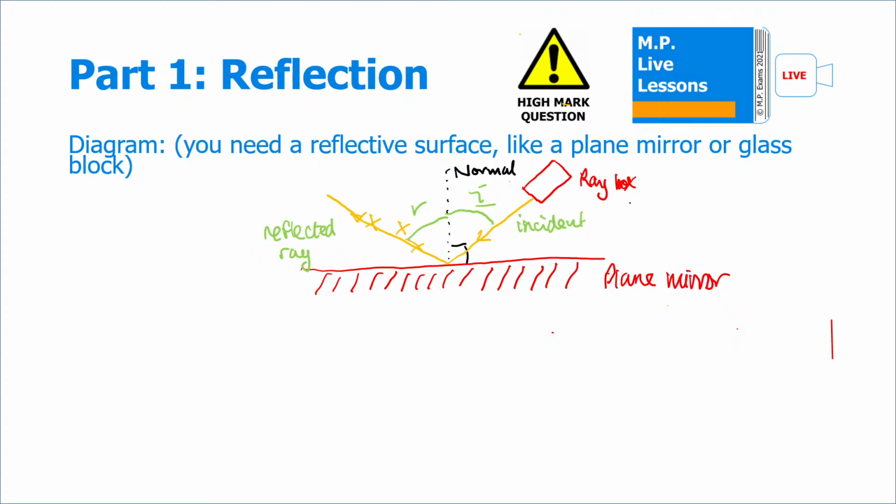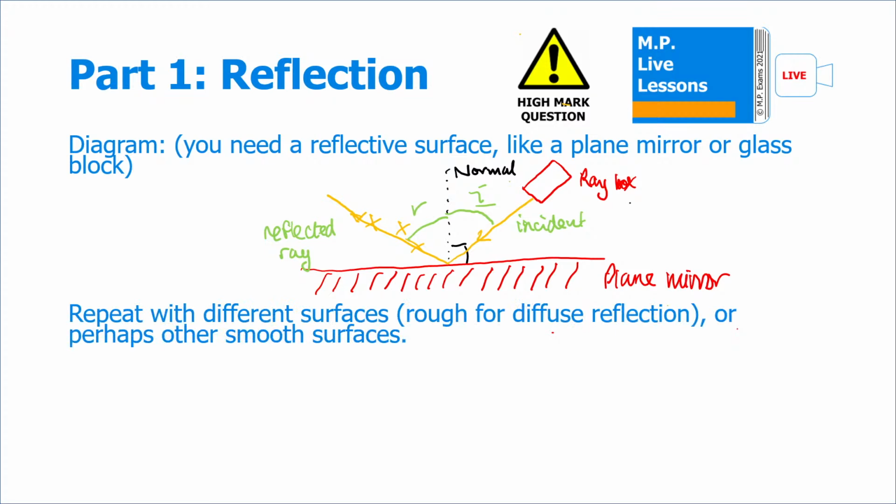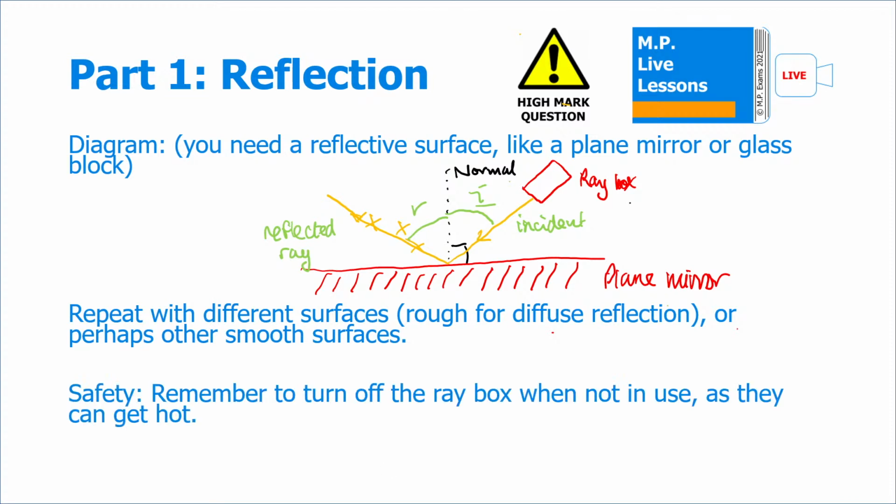Now, after you've taken measurements and so on, you should repeat this with different surfaces. Let's say rough ones to investigate diffuse reflection, where light could just jump around anywhere, and you won't get a nice image. Or let's say with other smooth surfaces. Now, as a bit of safety, remember to turn off the ray box when it's not in use, as they can get hot.